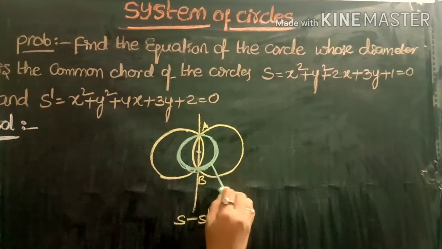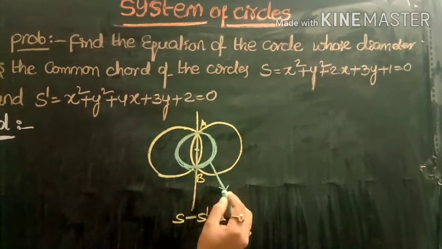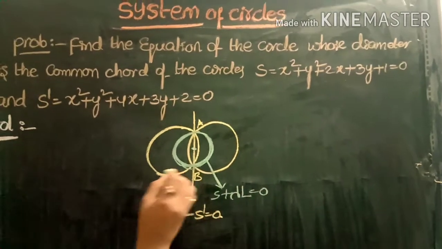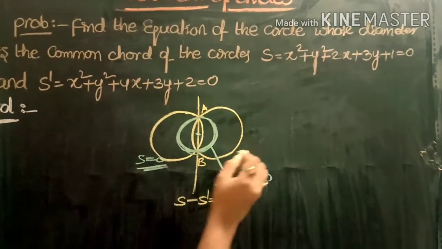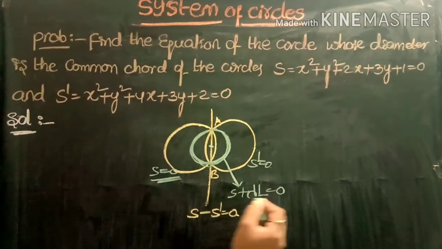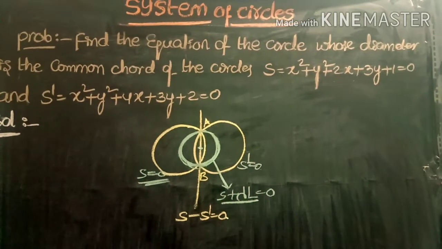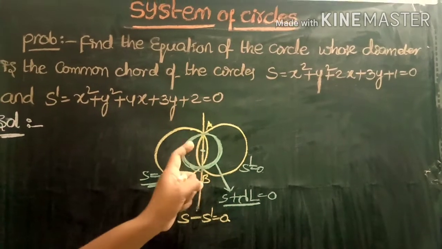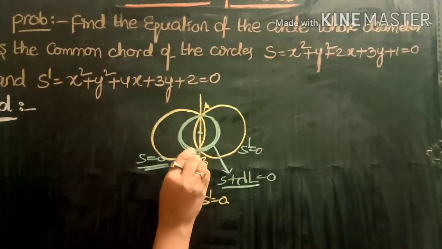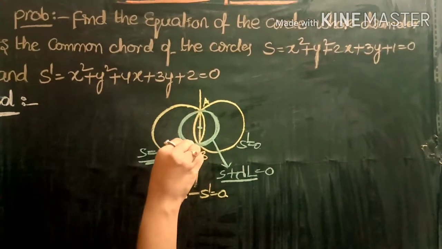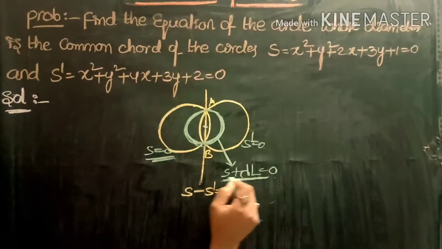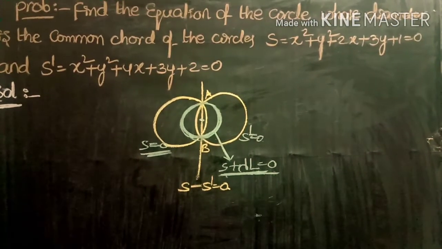So here the equation of this circle is taken as S plus lambda L equal to 0, where S means we can take either of the two circles, S equal to 0 or S dash equal to 0, and in place of L we write the common chord equation. Of course, the equation of this circle is also S plus lambda S dash equal to 0. So the equation is either S plus lambda S dash equal to 0 or S plus lambda L equal to 0. For easy calculation we prefer S plus lambda L equal to 0.